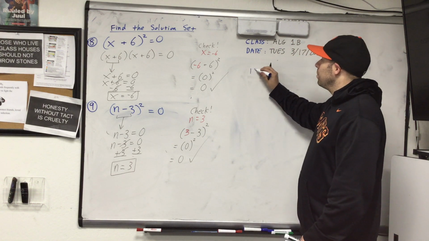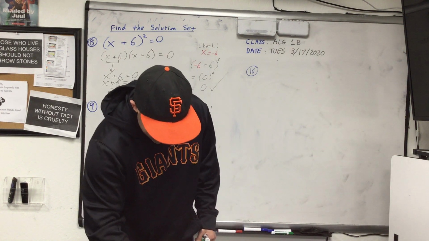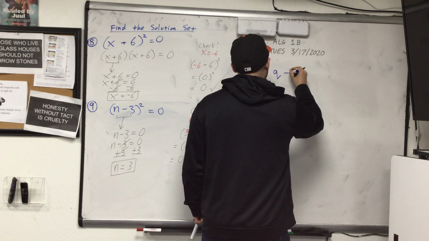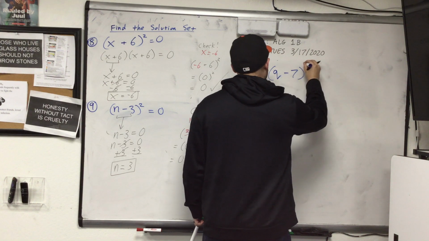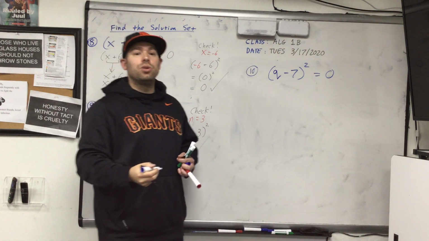Please complete this problem independently by pausing it. Q minus 7 quantity squared equals 0. Please hit the pause button to do the work independently.